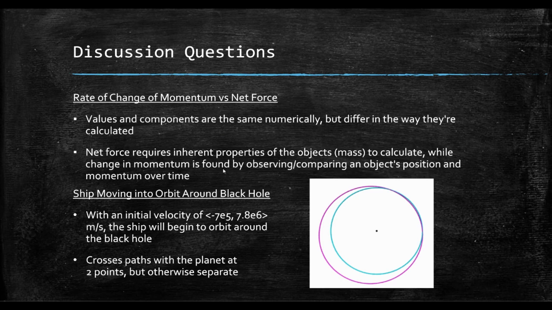And for the question about the ship moving into orbit around the black hole, I used some trial and error for this too, and I found that with this initial velocity, the ship will start to orbit around the black hole just like the planet, and it does cross the path with the planet at 2 points right here and right here, but otherwise their orbits are separate. So it could crash eventually, but it's not very likely for a long time.